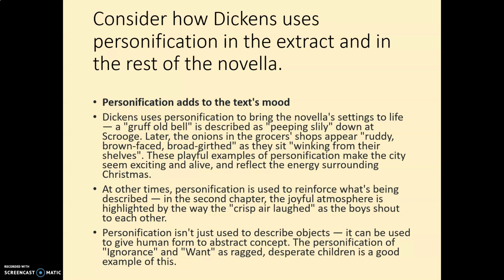And that's a more playful example of personification that makes the city seem exciting and alive and reflects the energy surrounding Christmas. Other times in the novella, personification is used to reinforce what is being described. So, for example, in the second chapter, the second stave, the crisp air laughed as the boys shout to each other, so it's making the setting mimic what's going on with the characters. And personification isn't just used to describe objects, it can be used to give human forms to abstract concepts. So thinking about the personification of ignorance and want as ragged, desperate children is a really good example of this. So that's just some more information about personification and how Dickens uses it.